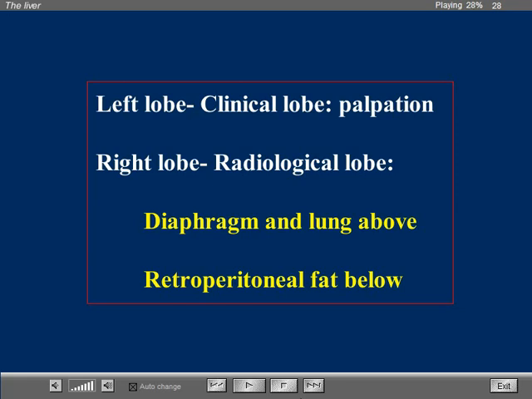In contrast, the right lobe, I consider it to be the radiological lobe of the liver. Why? Because superiorly it can be recognized by the aerated lung against the right dome of the diaphragm.